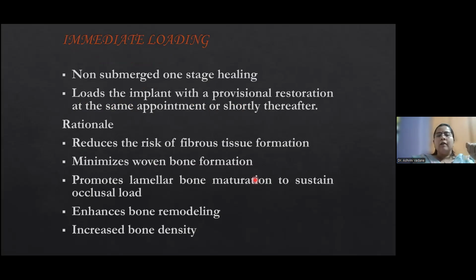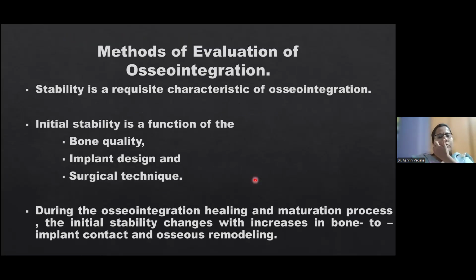Now the immediate loading, it is the non-submerged one-stage healing. It loads the implant with a provisional restoration at the same appointment or shortly thereafter. It reduces the risk of fibrous tissue formation and minimizes woven bone formation. It promotes lamellar bone maturation to sustain the occlusal load. Then it enhances bone remodeling, and increased bone density can be seen. So this was the progressive loading and the immediate loading.